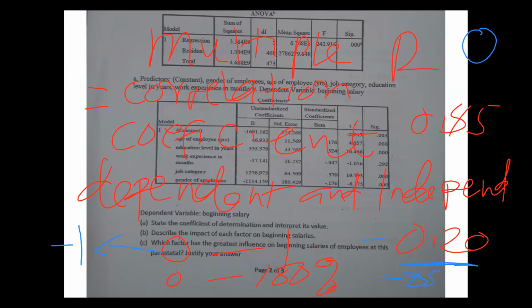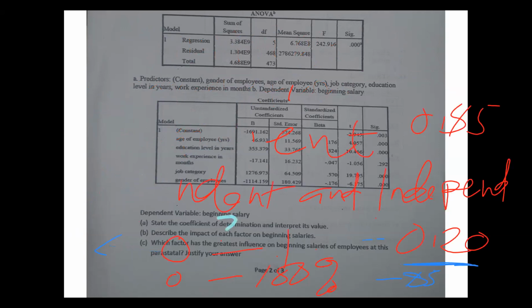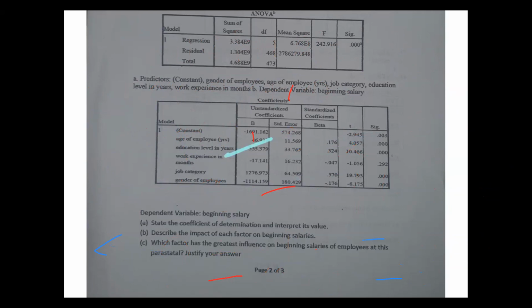Do I have a question on how to explain what multiple R means? Hello? Can we move to the next variable? Yes, sir. Okay. If you've gotten what multiple R means, then I'm okay. I'm happy with that.